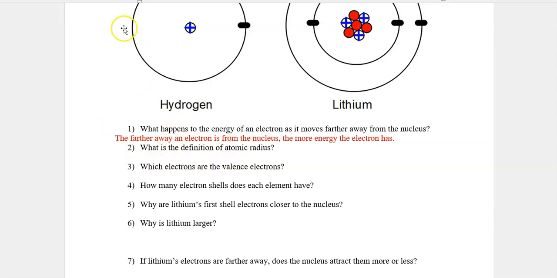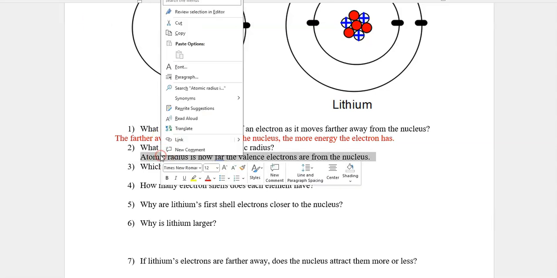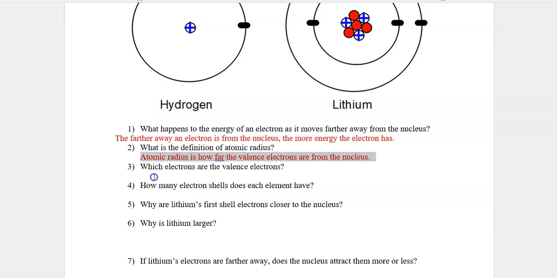What is the definition of atomic radius? Well, that's just straight from the previous page. So atomic radius is how far the valence electrons are from the nucleus. Which electrons are the valence electrons? The valence electrons are the electrons farthest from the nucleus. They're on the last shell.